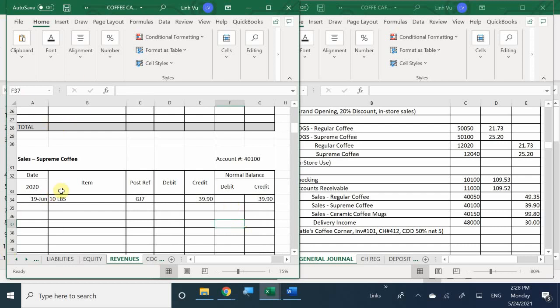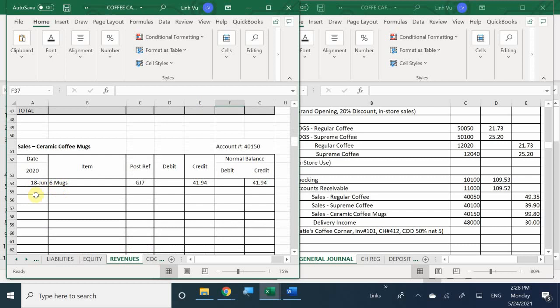And then I went to the ceramic coffee mugs. This time you sold 20 mugs. GJ7 and a credit for $99.80. Once again, you gotta do your formula. Okay, for the credits, you're gonna add your credits, subtract your debits. 141.74. Yep.